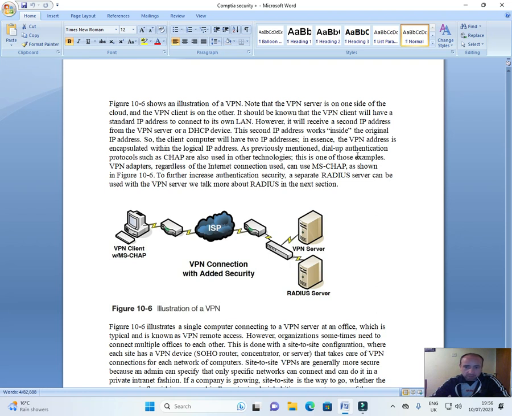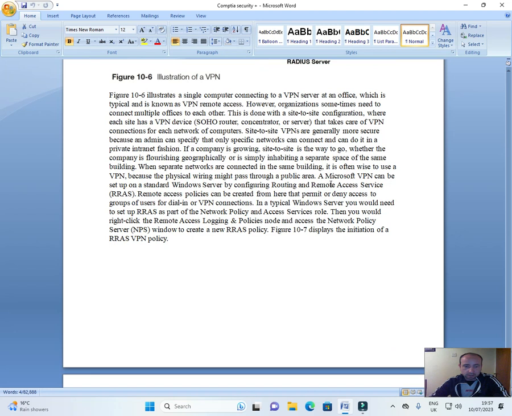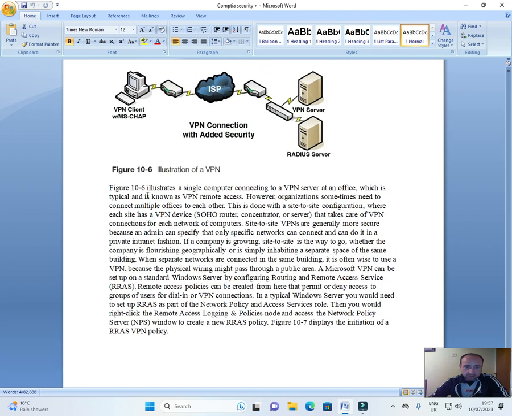As previously mentioned, dial-up authentication protocols such as CHAP are also used in other technologies. This is one of those examples. VPN adapters, regardless of the internet connection used, can use MS-CHAP as shown in Figure 10.6 to further increase authentication security. A separate RADIUS server can be used with the VPN server. We talk more about RADIUS in the next section. Figure 10.6 illustrates a single computer connecting to a VPN server at the office, which is typical and is known as a VPN remote access.